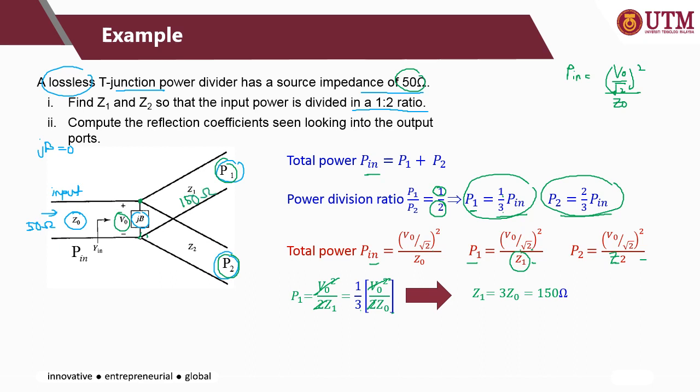The same goes for P2, which receives 2/3 from P in. So this is the P2 equation, which is equal to 2/3 of P in. So you can simplify the equation.